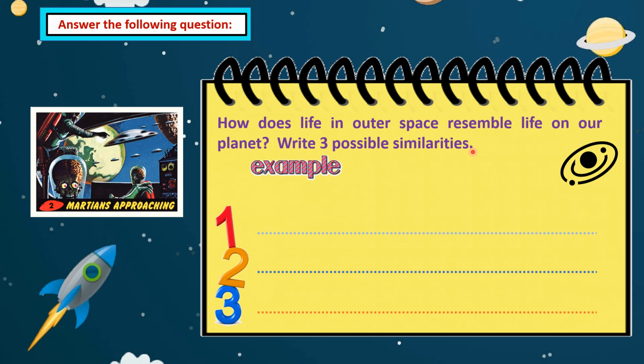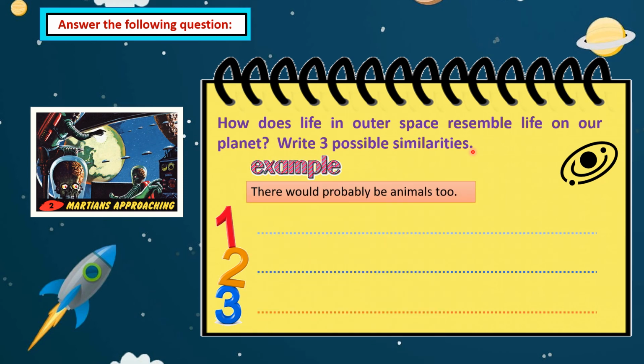So now this is my example. There could probably be animals too. I consider, I imagine, I think that in outer space there could probably be animals like on our planet. Okay, so you can talk about the food, the reproduction, or you can talk about, for example, the society, how it is structured. I don't know. You're going to think about those aspects, and then you're going to write 3 possible similarities. Okay, you're going to compare what the similarities are between outer space and our planet. Okay, in a life context.